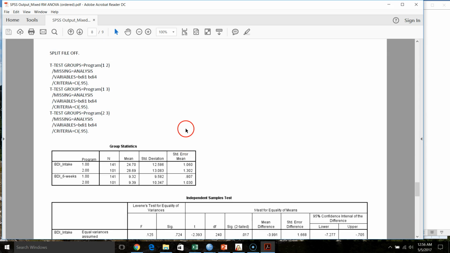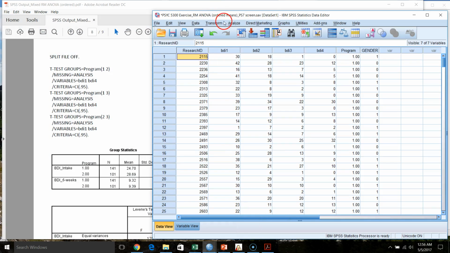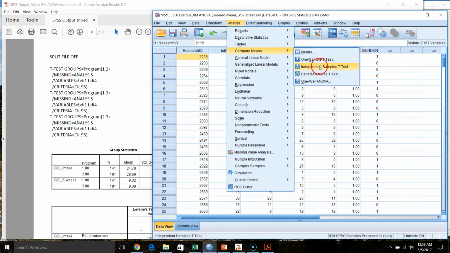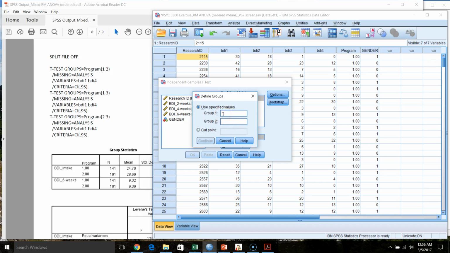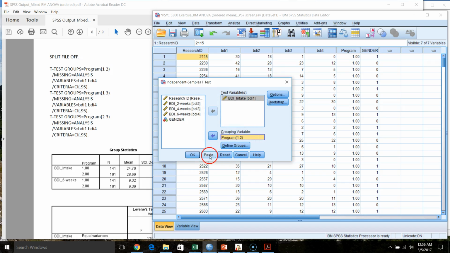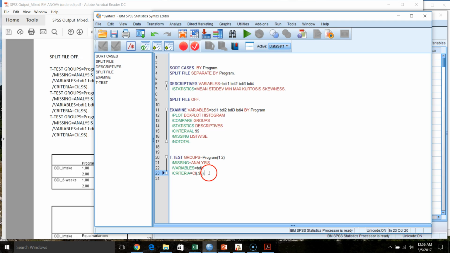And so what we're going to do for our t-tests is request a t-test comparing program 1 and 2, our variables being BDI 1 and BDI 4. So what we're doing here is, if we go to analyze, compare means, independent samples t-test, for at intake we use program as our grouping variable, and we're going to look at 1 and 2, continue, paste that. Right, so here's our t-test, and then let me just copy this and say we want to do it again.